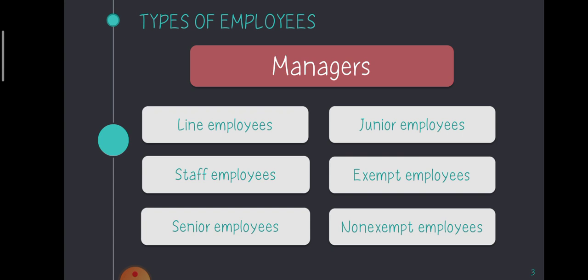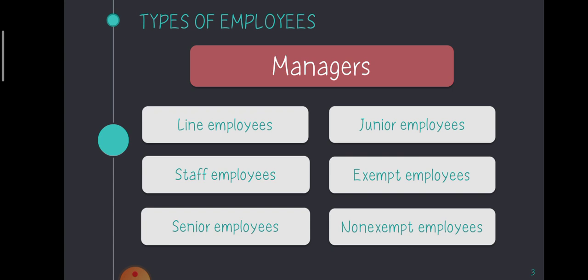When we say line employees, they are directly involved in producing the company's goods or delivering its services. In other words, line employees are directly in the front lines of the organization. So this is what we call the frontliners, such as, for example, in a hotel, the attending clerks at the front desk. Those are what we call line employees.